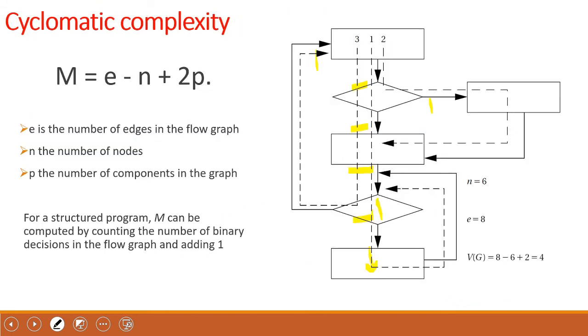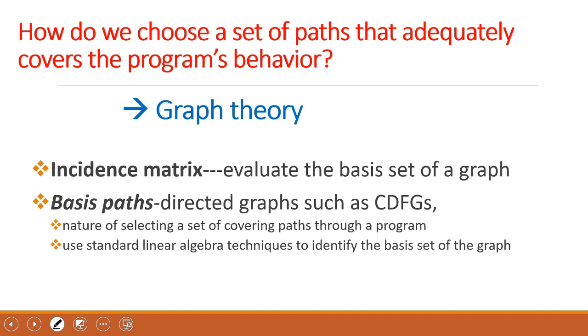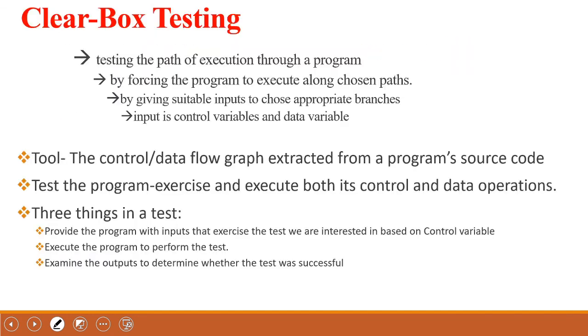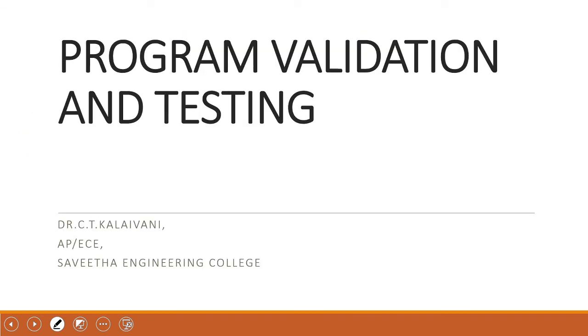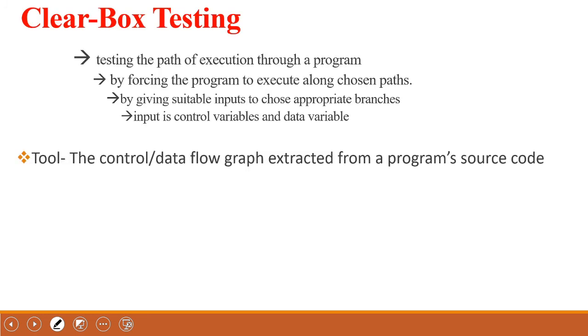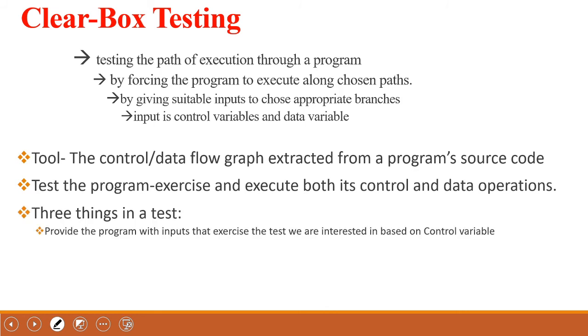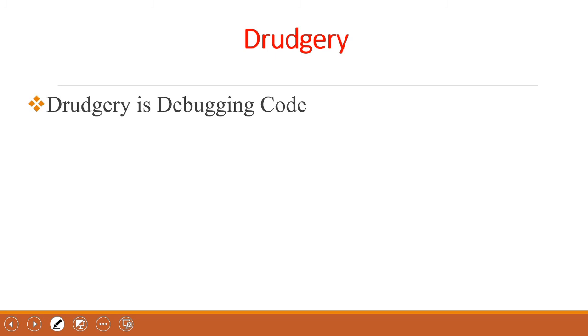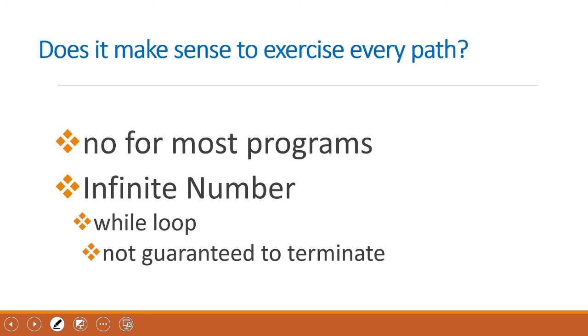What is program validation and testing? It is to find the bugs of our program. The way to find the bugs of our program is testing. We have two types of testing: black box testing and clear box testing. Under clear box testing, we have testing with respect to the control flow graph and data flow graph. Under the control flow graph, we have drudgery testing, that is the debugging code.